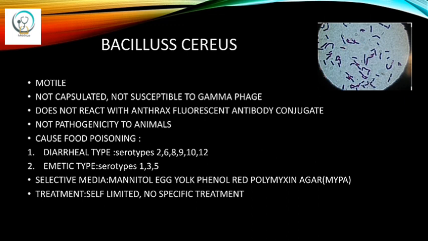Then meat, vegetables, dried beans, and cereals are the contaminated food items which cause the diarrheal type. And in case of emetic type, rice, mainly Chinese fried rice, is the contaminated food through which the emetic type of food poisoning occurs. Then selective media like mannitol, egg yolk, phenol red, polymyxin agar, that is MYPA, are used. Then treatment: this disease is usually self-limited, and no specific treatment is needed.